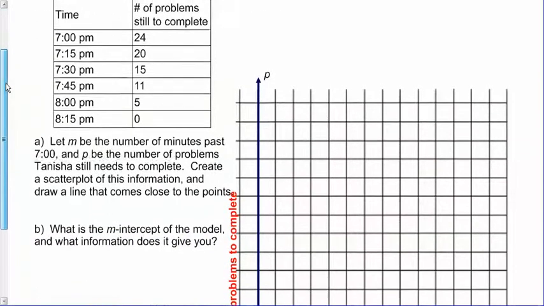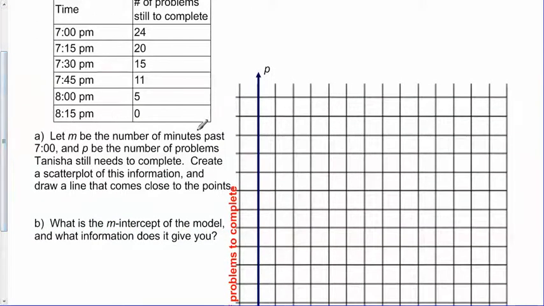So here we have the time, and here we have the number of problems still to complete before she was finished. So we're going to let M be the number of minutes past 7 o'clock. Let's just mark that as we're reading through. M is number of minutes past 7. And P, what's that going to be? P is the number of problems Tanisha still needs to complete. So number of problems, and we want to keep track that that still needs to complete, not the ones that she's already done.